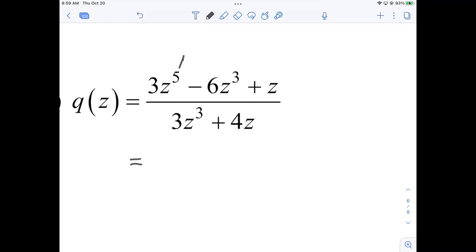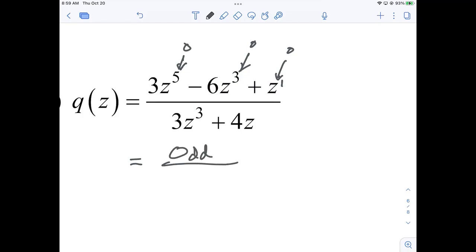In the top, we have an odd number, an odd number, and an odd number to the first power. So what's going to happen with all three of those terms when we plug in a negative z? Are they going to change or stay? They're going to switch. All three of them will. And if all three of them will, that means that the top function is an odd function.